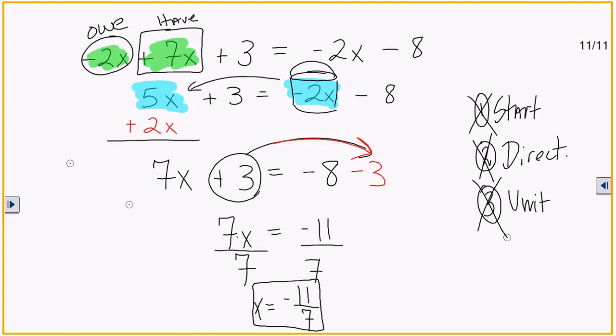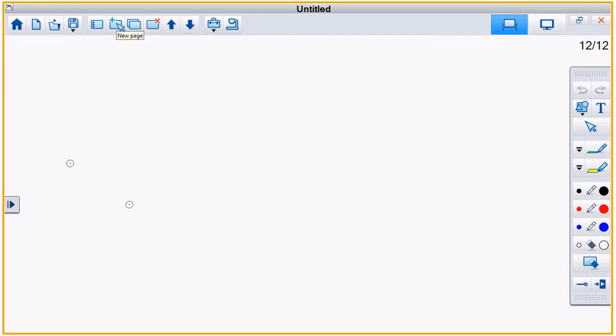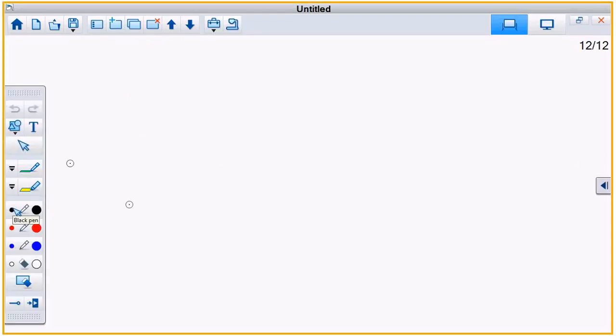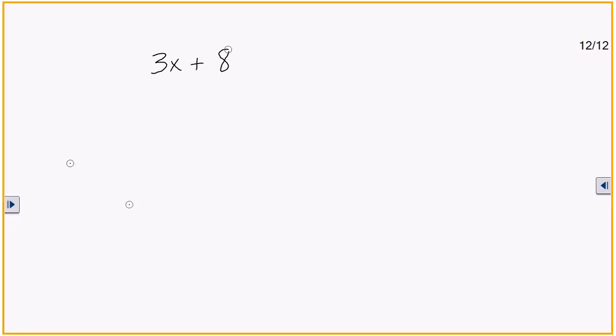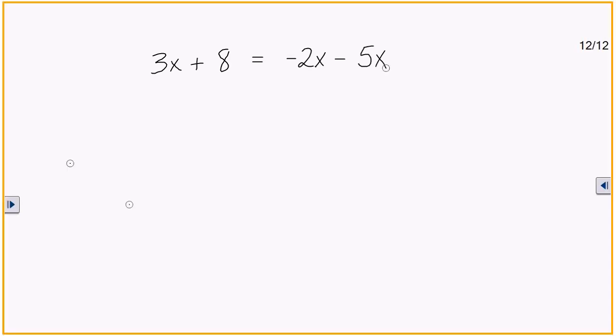So let's try one more. And I'm going to let you work this one. Let's go with 3x plus 8 is equal to negative 2x minus 5x plus 2, or minus 2. There we go. So pause the video and take a minute to work this problem and see what you come up with. Okay, how'd you do?